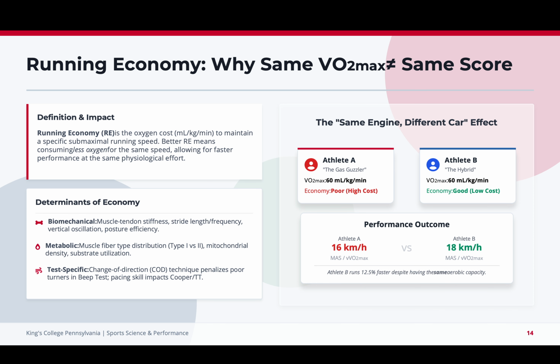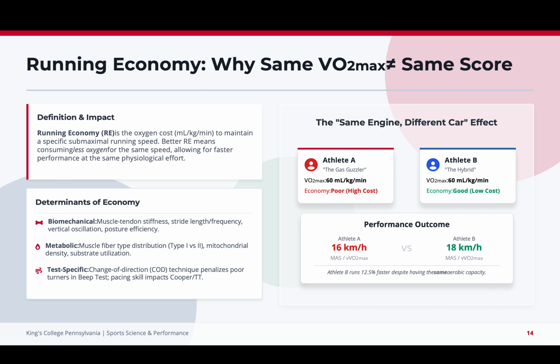Running economy: why same VO2 max, different score? Definition and impact. Running economy is the oxygen cost, milliliters per kilogram per minute, to maintain a specific submaximal running speed. Better running economy means consuming less oxygen for the same speed, allowing for faster performance at the same physiological effort.